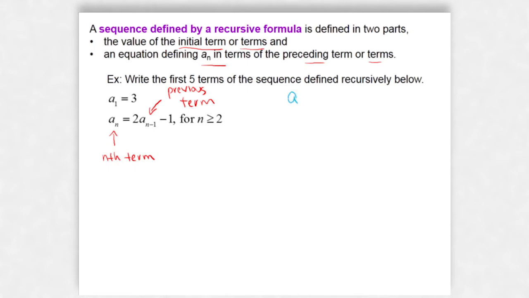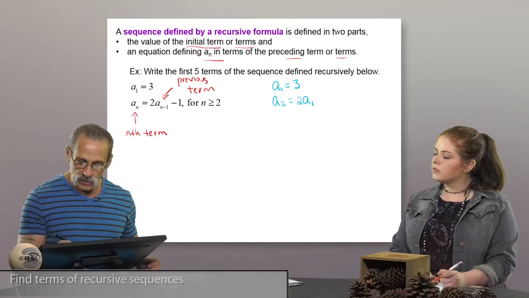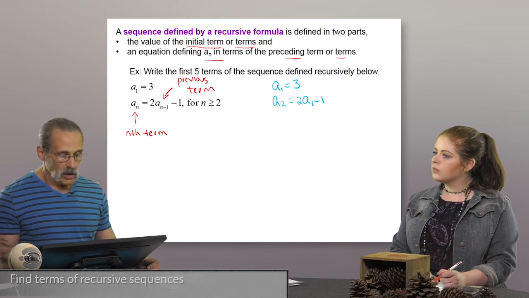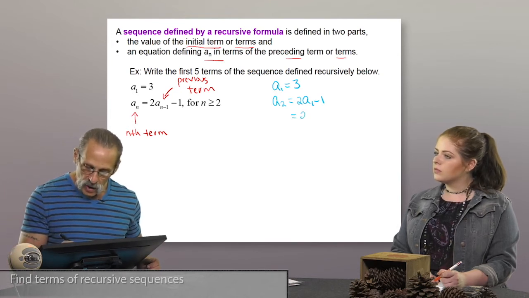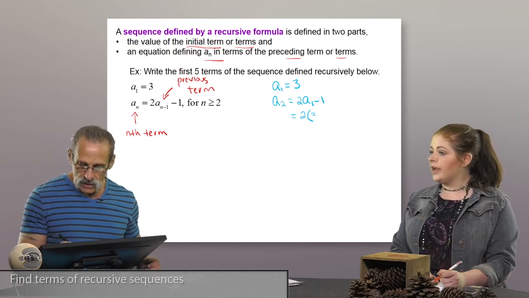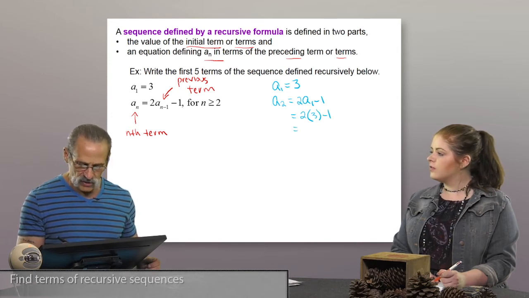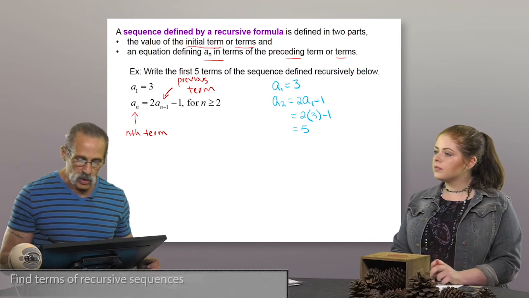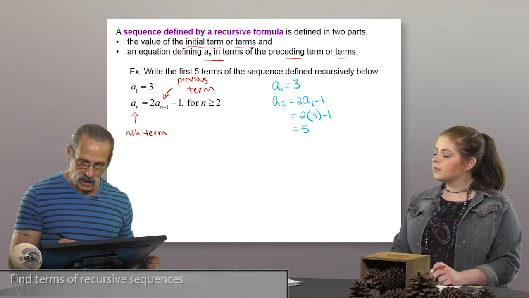A1 we know. First term is our starting point. That's 3. Now the way this works is A2 becomes the second term. And the way the formula works, it says take 2 times the previous term, which is A1, and subtract 1. So that would be 2 times 3. Very good. Minus 1, which is 6 minus 1. That's 5. Good. Well, let's go ahead and generate the next 3 terms in a like manner.